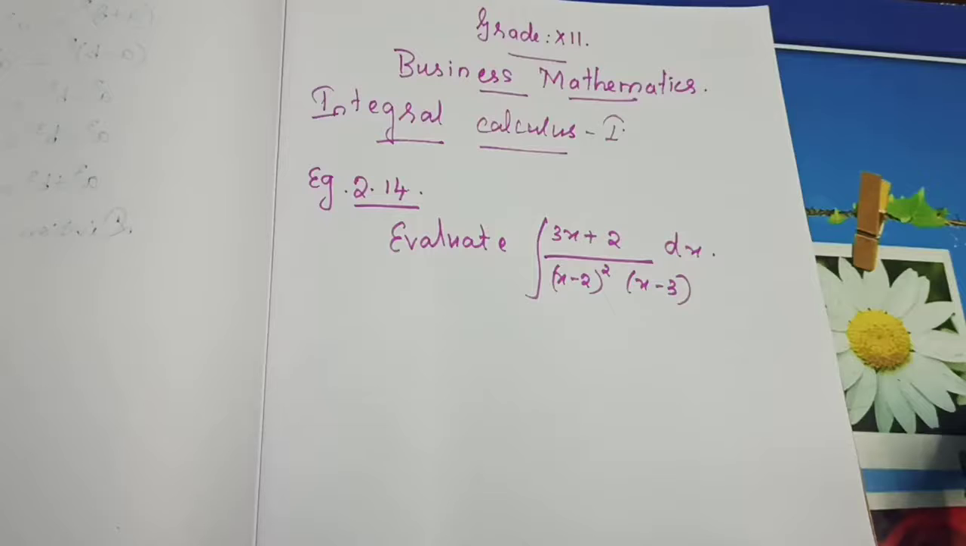So, how will you split this? A by (x minus 2) you will write. Then B by (x minus 2) the whole square. Then C by (x minus 3). That's type 2.